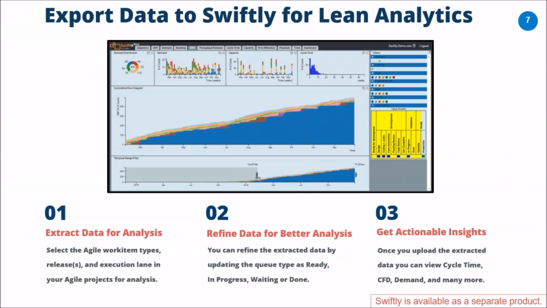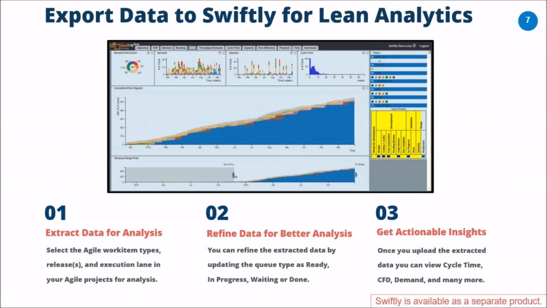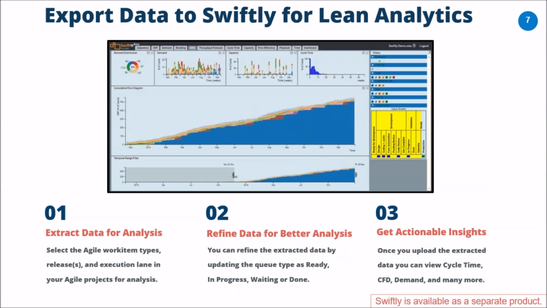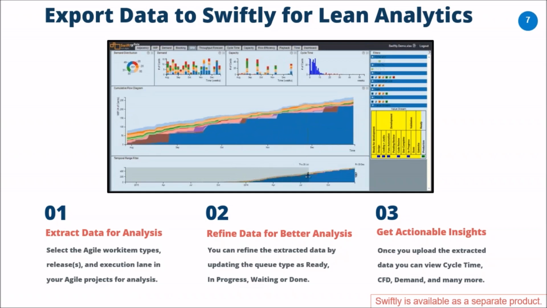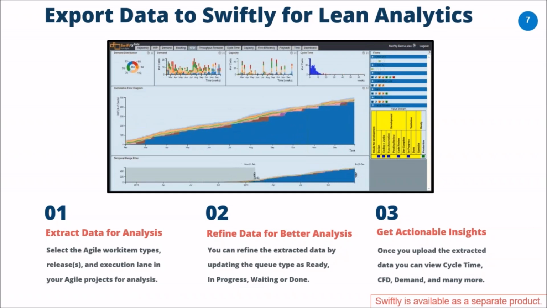What we have done as part of this release is that you are able to extract data for analysis, refine it for better analysis, as we saw by classifying the queues in a ready, in progress, and done manner, and finally get actionable insights in terms of the demand, capacity, and flow efficiency. All of this is part of the lean analytics that you can get from your agile projects.